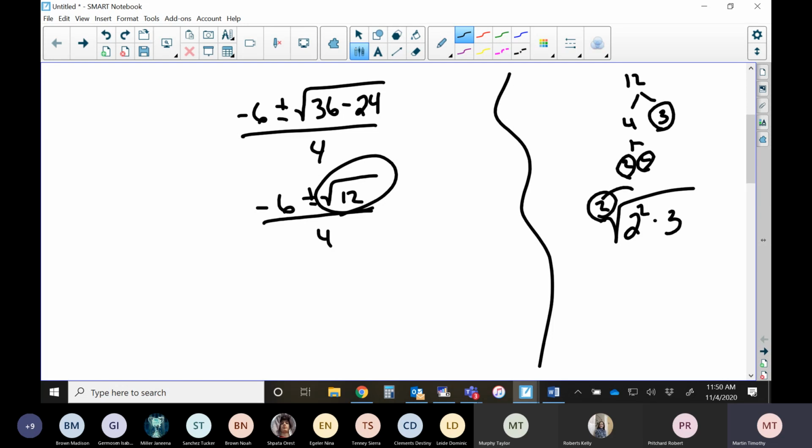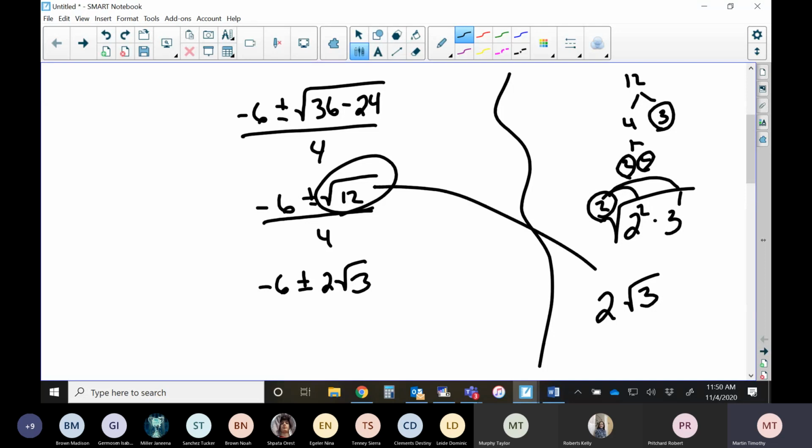How many times does 2 go into 2 without going over? Once, so I get a 2 out. How many times does 2 go into 1? It doesn't. Sorry, square root 3, you got to stay inside there. So I can rewrite this as negative 6 plus or minus 2 square roots of 3. These two things are the same exact number. Divided by 4.